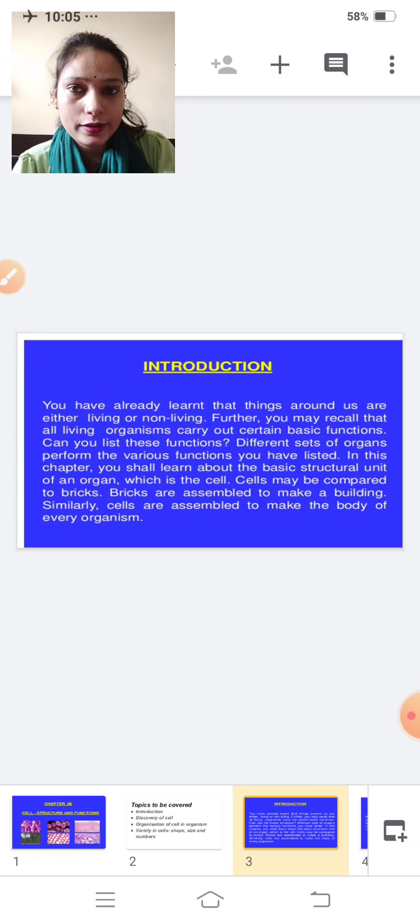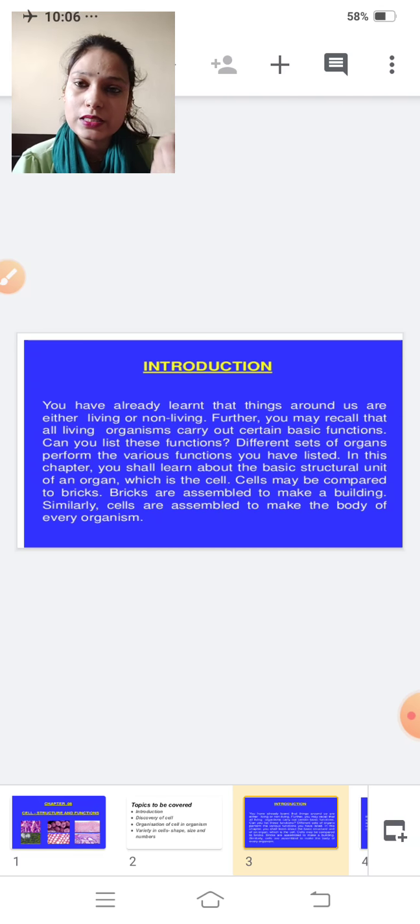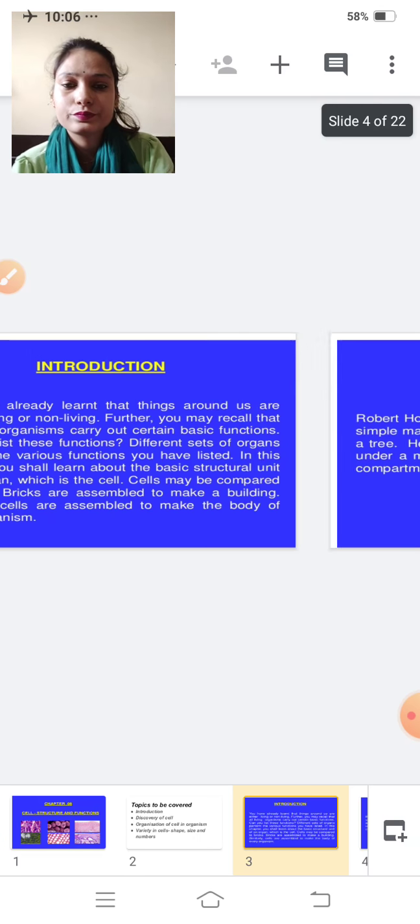I'm reading this slide once more, giving a brief introduction. In this chapter we are going to study that every organ performs some specific function, and every organ is made up of a structural unit, a simpler unit, and that simpler unit is known as the cell. Is this clear to you? Shall we move to the next slide?